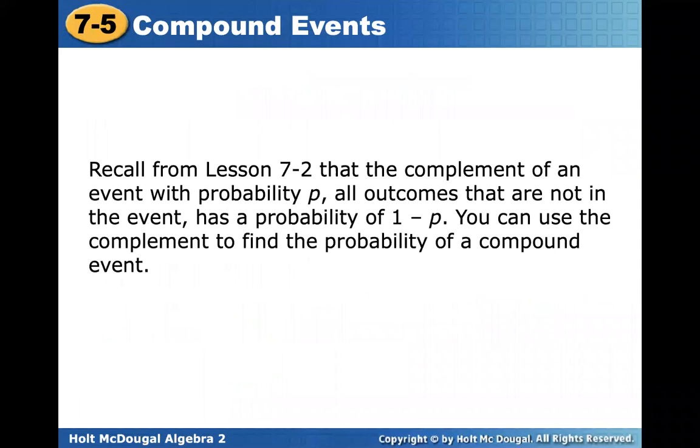All right. Now, remember earlier in chapter 7, we talked about complements, complementary events. If I said the probability it's going to snow on Monday is 40%, what's the complement? Probability it's not going to snow would be 60%. Okay. All right. So the probability of an event is P. The probability that it won't happen is 1 minus P.